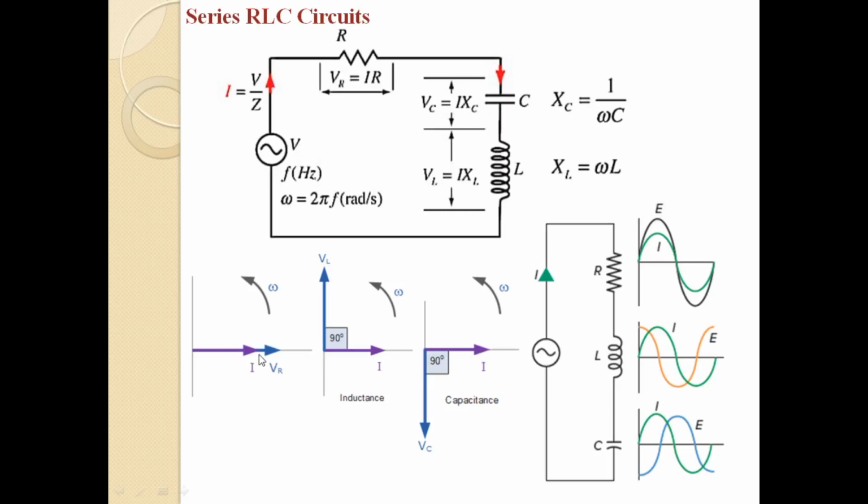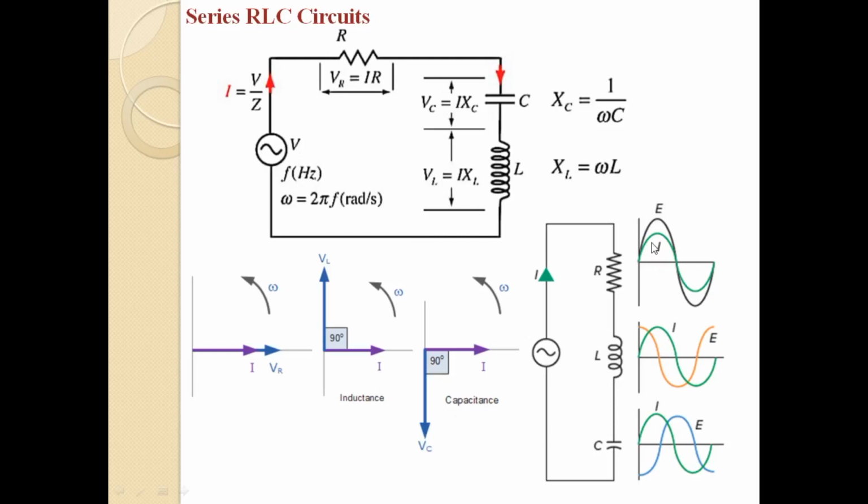Here you can see that the current through the resistor is in phase with the voltage across the resistor. The current through the inductor lags by an angle of 90 degrees with respect to the voltage across the inductor. And in this case, the current through the capacitor leads by an angle of 90 degrees with respect to the voltage across the capacitor.